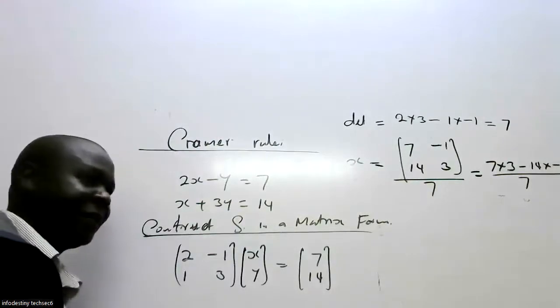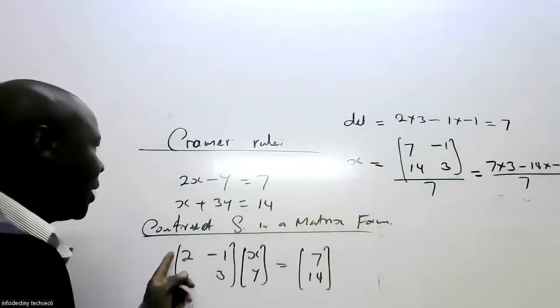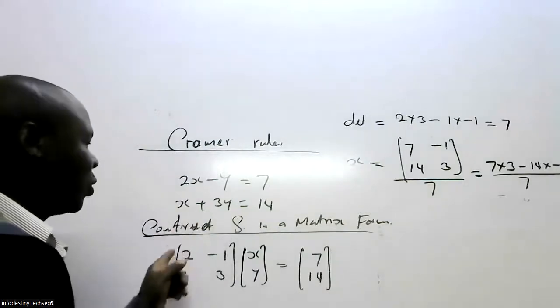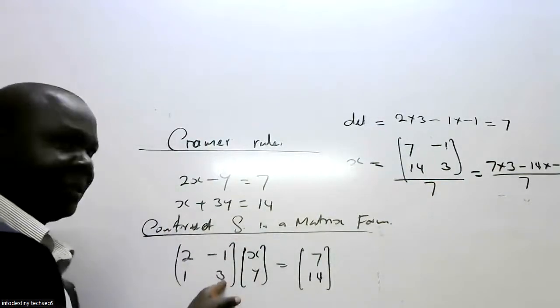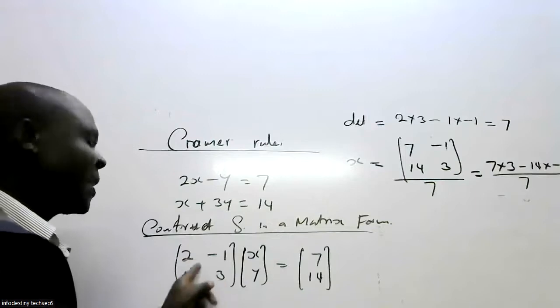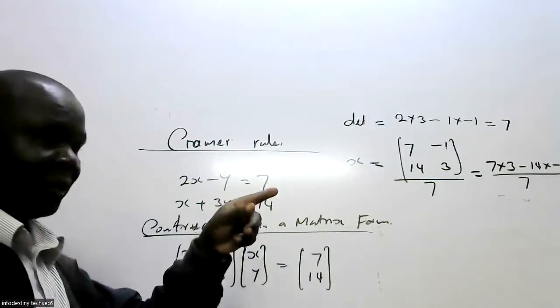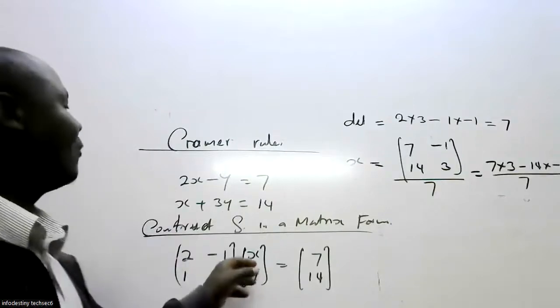Now I repeat. The first step I said, first you construct the matrix form. Then after that, we get the determinants. You're together? It's going to be this times this, minus this times this, which is 7. After getting the determinant, the next step, now we want to get the value of x.